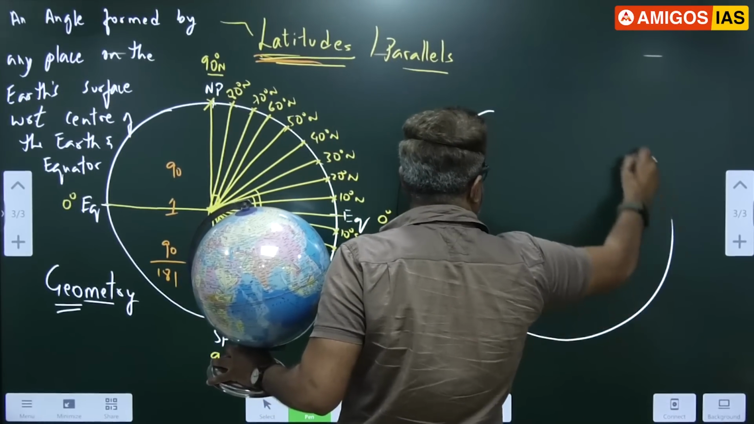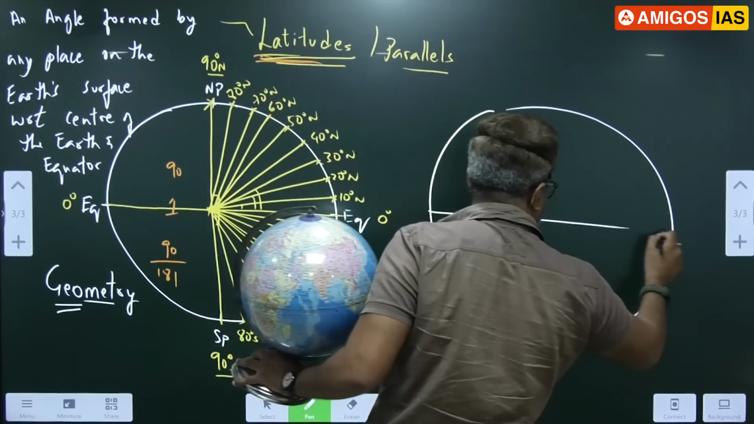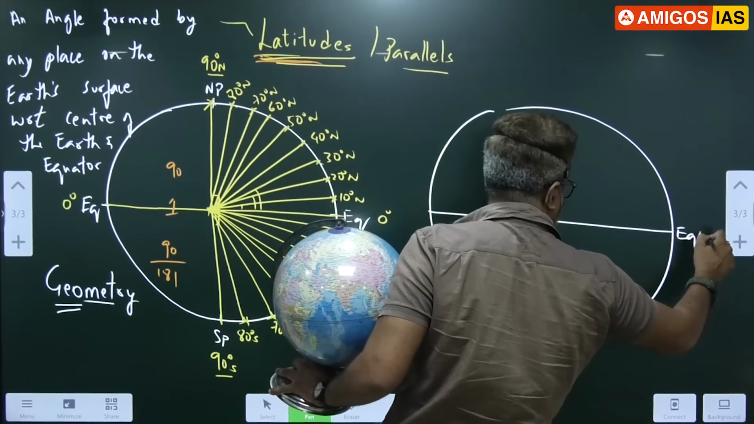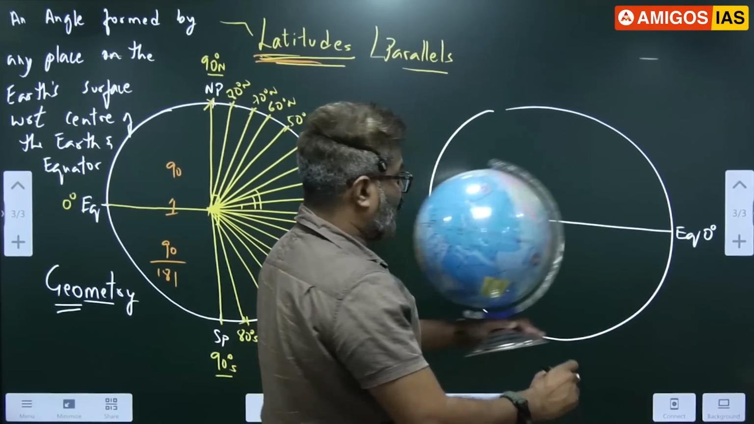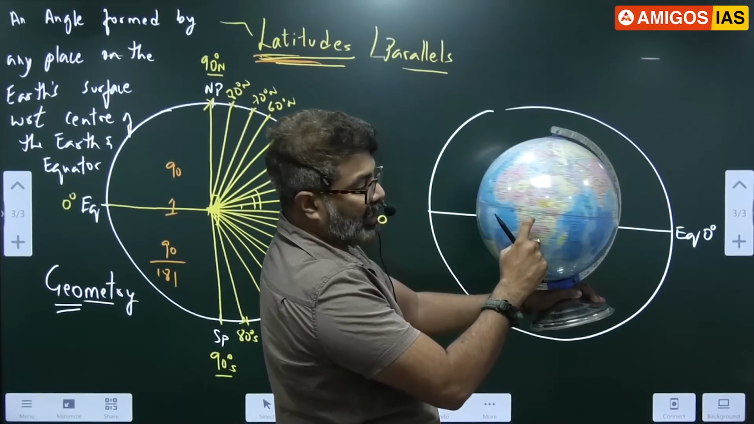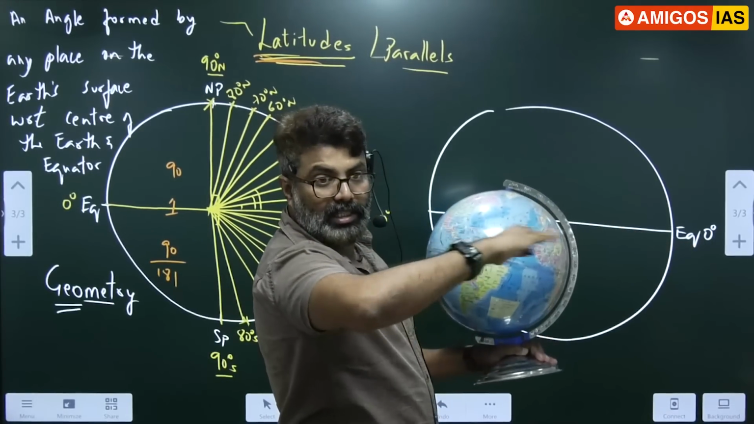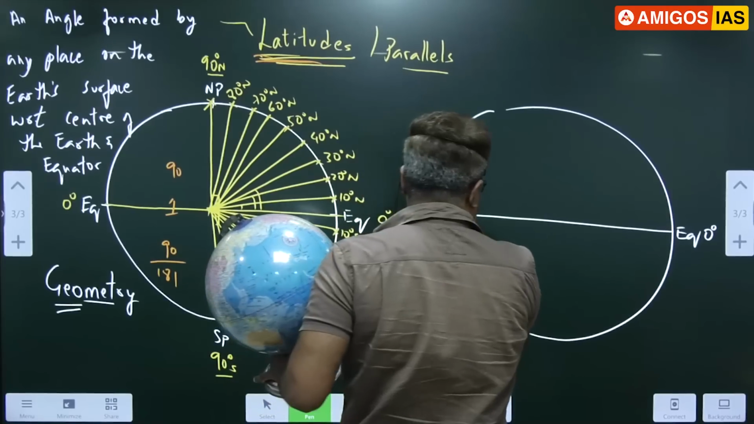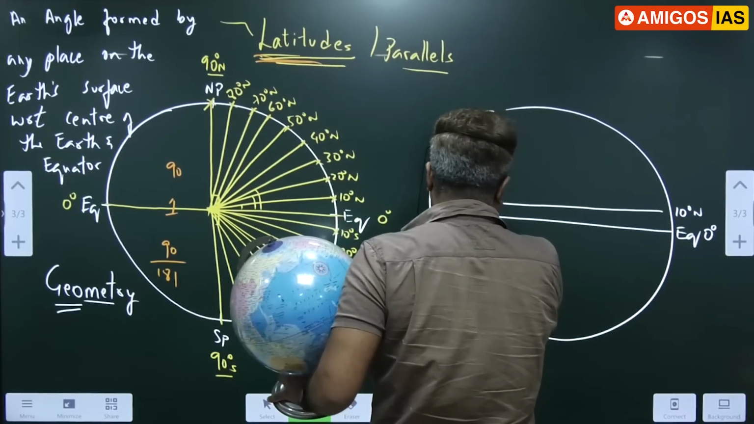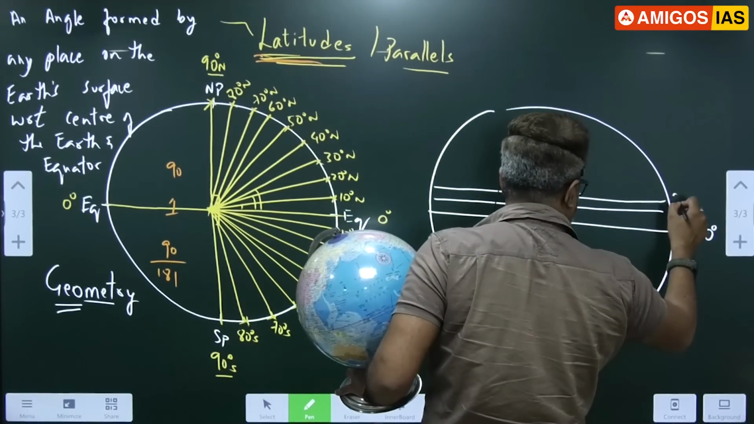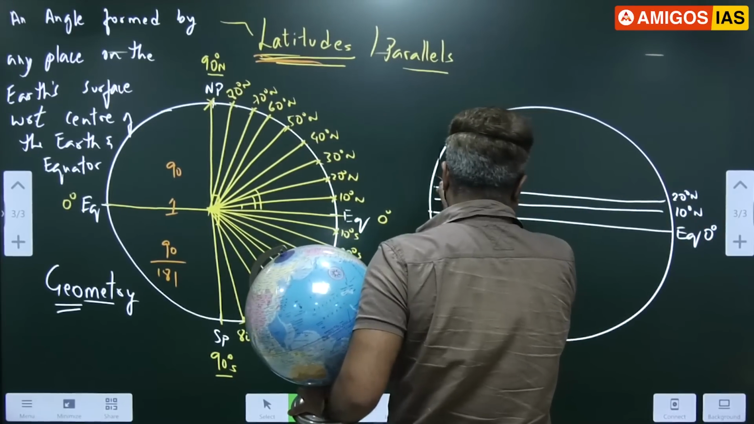Notice this please. If this is the earth, this is the equator. See, all the points on the equator will be how many degrees? 0. Because all the points on the equator I have connected like this. All these red dots are connected, that is the equator. So 10 degree, all 10 degrees I'll connect, north, then 20 degrees north, 30 degree I'll connect.